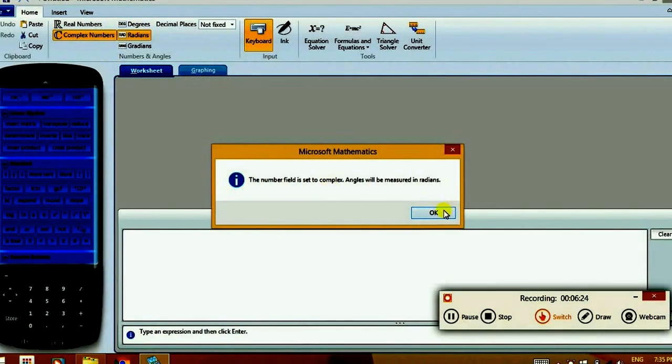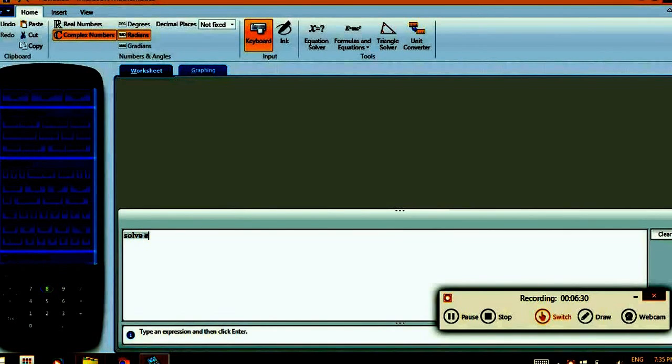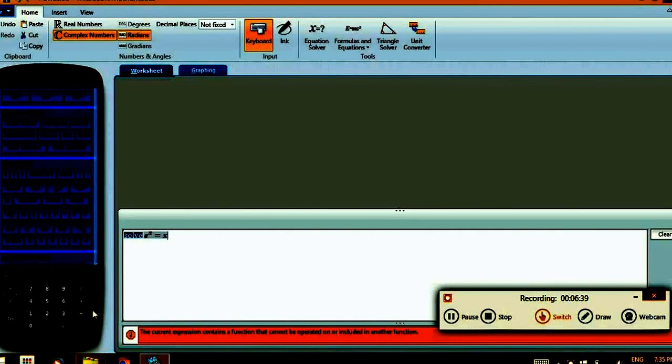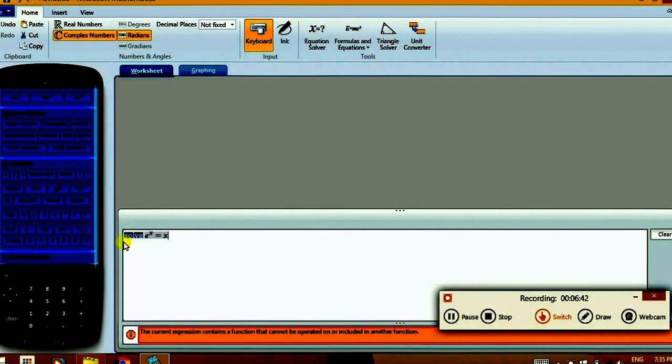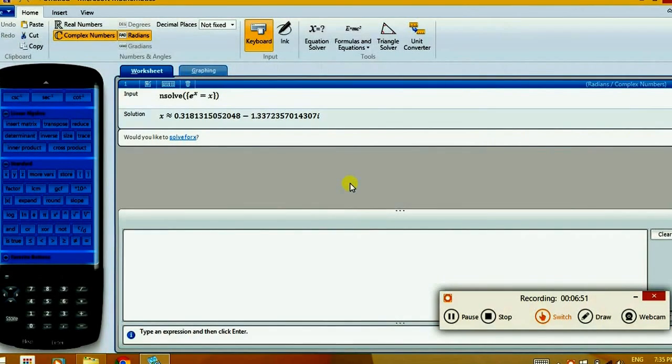I have to solve e raised to the power x equal to x, and I can tell you that this will have a complex solution. I put it in and press enter, and I have to use the equation solver because I need to do all those things. Here we see the answer is like 0.3181 and 1.3375 iota. You can see there is an iota, so it's a complex number of the form a plus iota b. So we can solve these things.